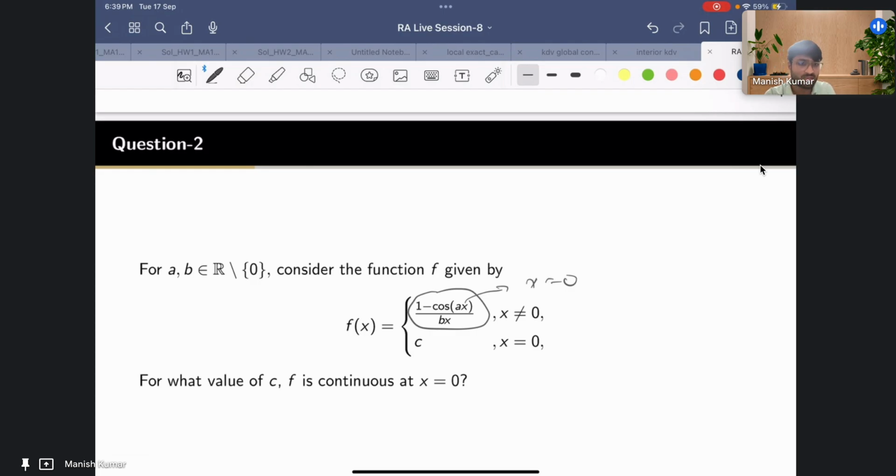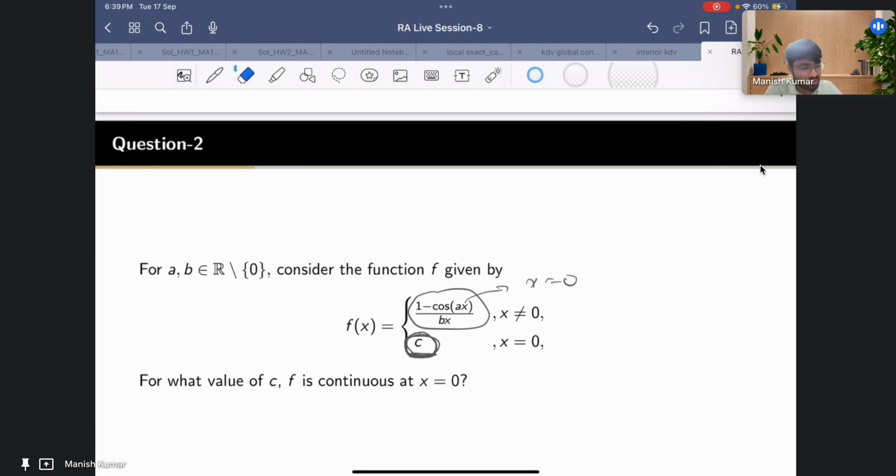So limit will make sense, but if I put just x equal to 0, it does not give any meaningful real number, right? 0 by 0 is not a meaningful real number, but we know if it's in 0 by 0 form, we can talk about limit. We can see if the limit exists or not. But since we are talking about continuity, we are intentionally defining f of 0 as c. Now the question is, what should be the value of c so that this function becomes continuous?